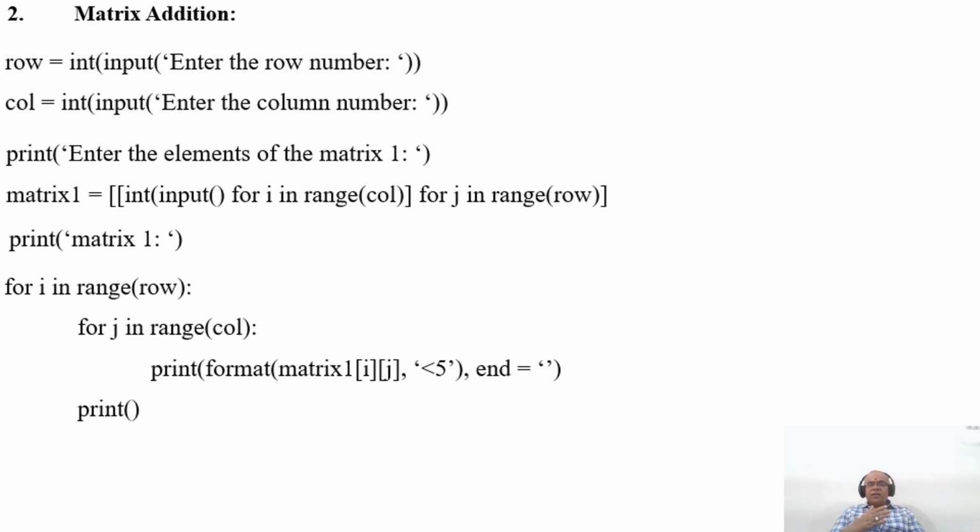So in order to avoid that, and if you want to continue in the same line, we are using end. Then after the completion of the column index, if you want to go to the next row, I have to use the print function here. This is what we have done.